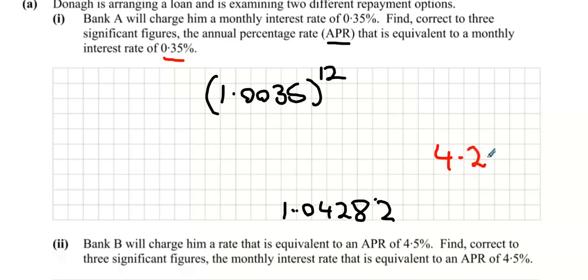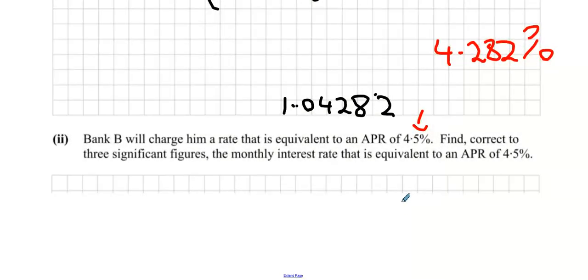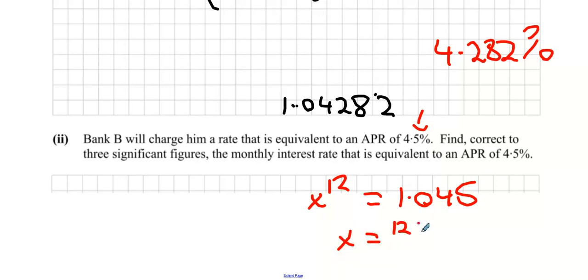4.282%. Okay, grand. Bank B will charge them the equivalent of 4.5%. Find, corrected to three significant figures, the monthly interest. So this is the opposite question. This is a question where you're given 1.045, and that's the yearly rate, but you have to change it into the monthly. Monthly rate will be, you multiply it by a certain number 12 times, and that will equal the yearly rate. So you 12th root it. 12th root 1.045. And what do we get?